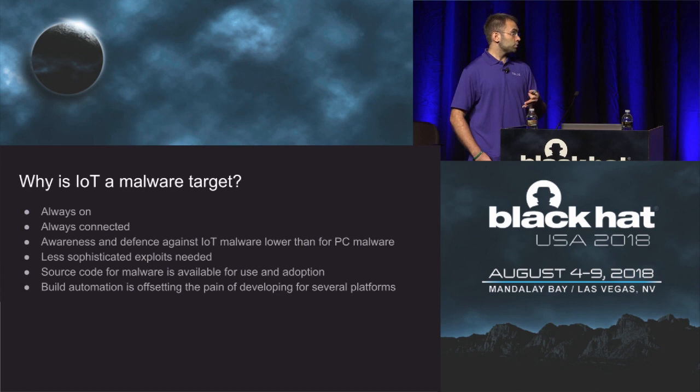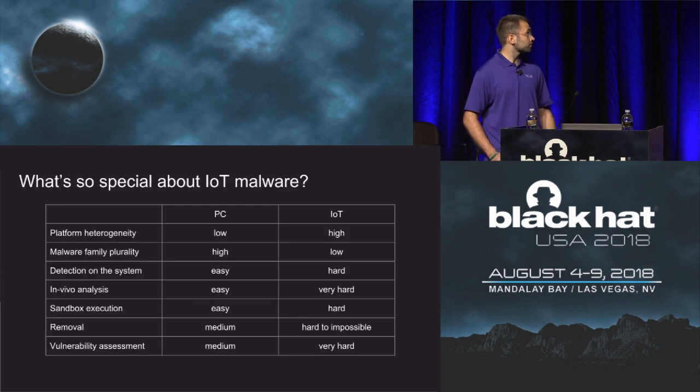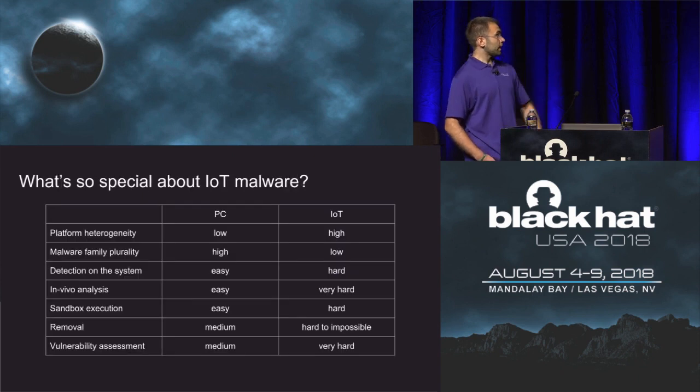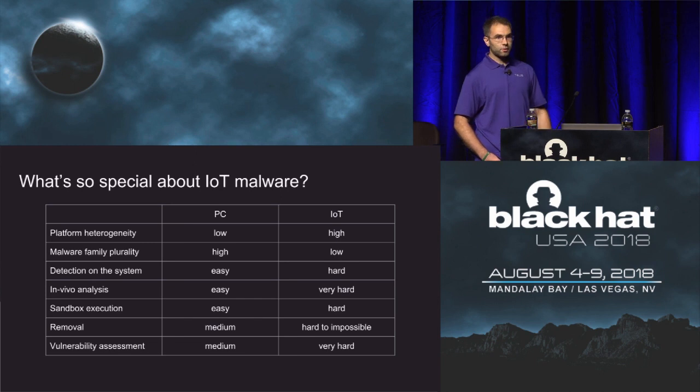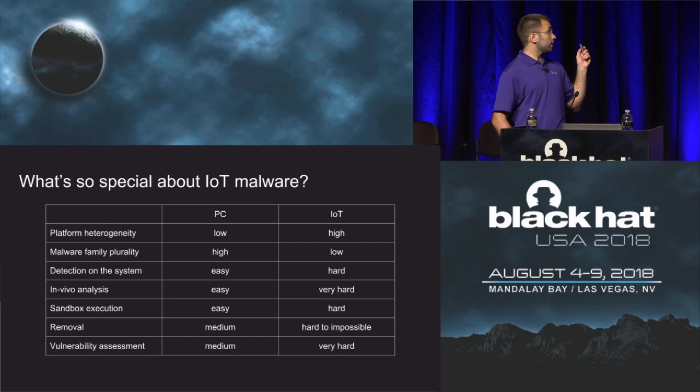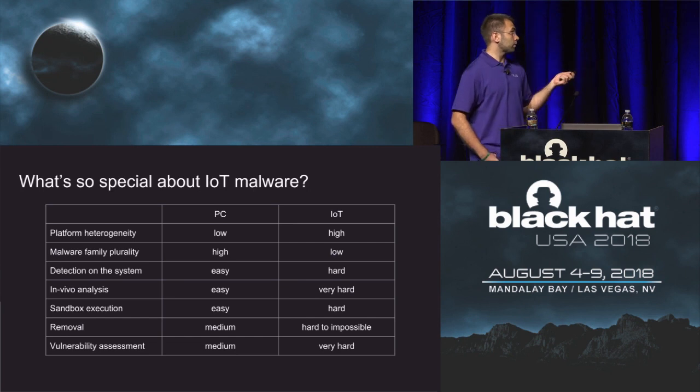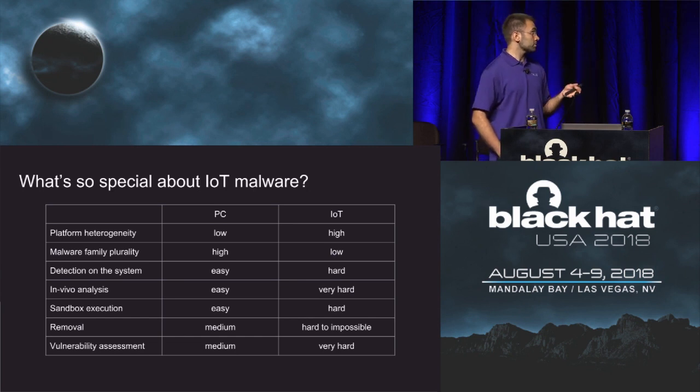And second, what used to be a problem, build automation, is now slowly going away because black hat hackers have started building frameworks where you can just roll your IoT malware and have it deployed on a large number of different devices. So in IoT, we have high platform heterogeneity, different processors, different devices. We still have a low number of malware families compared to PC, where we have thousands.